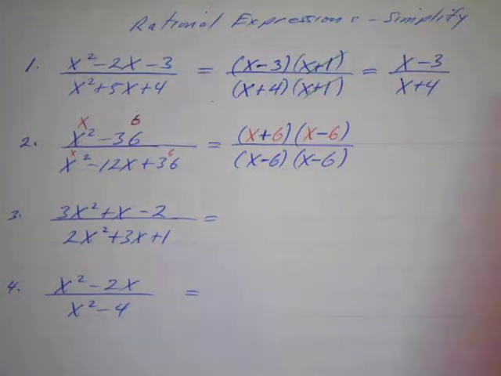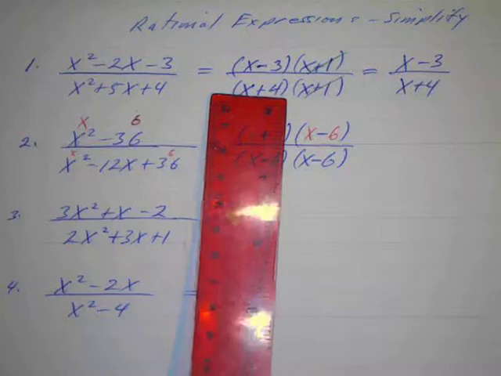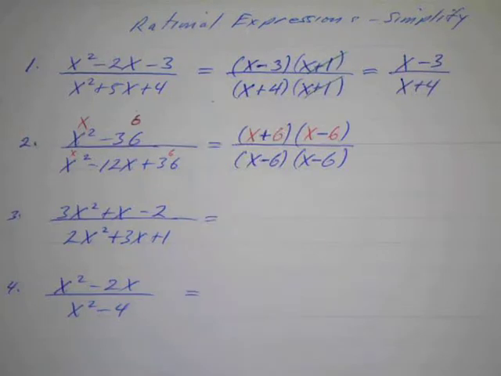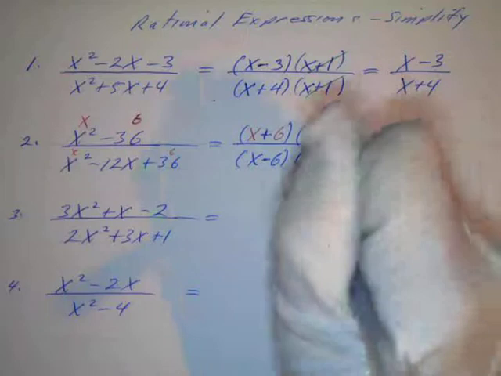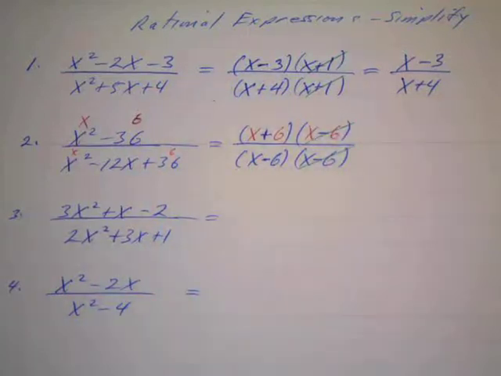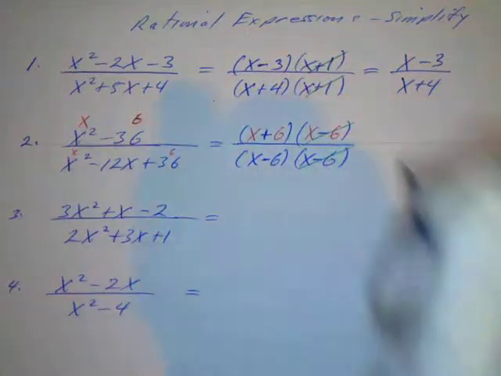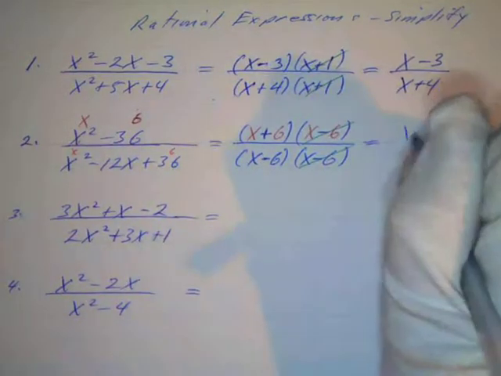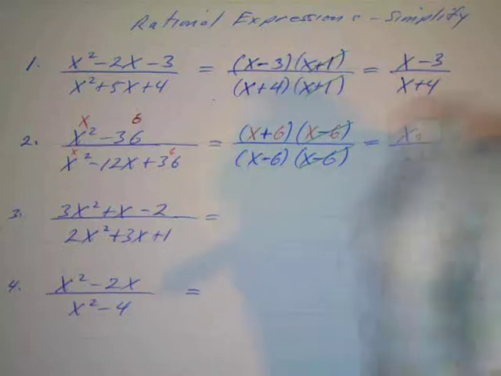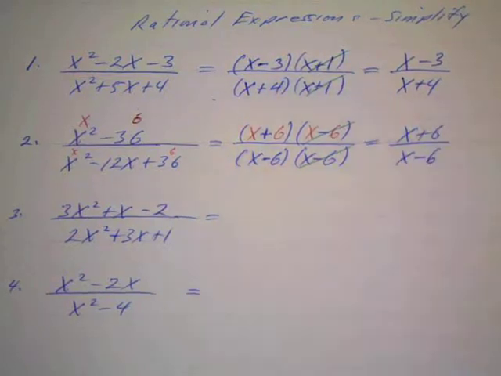And again, if you look at this, x minus 6 over x minus 6 is 1. So those kind of work each other out. And what's left is x plus 6 over x minus 6. So there you go.